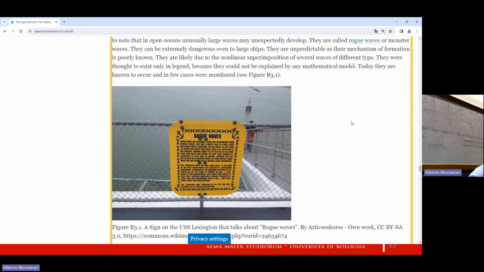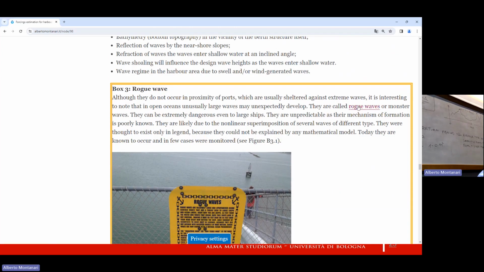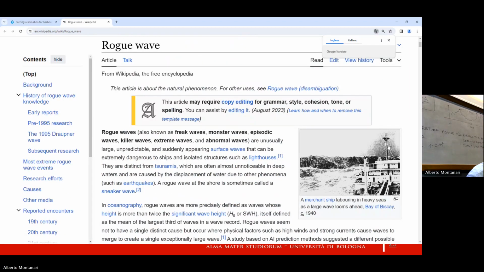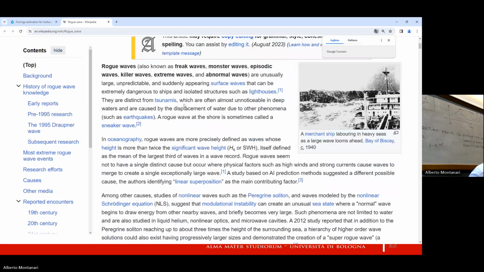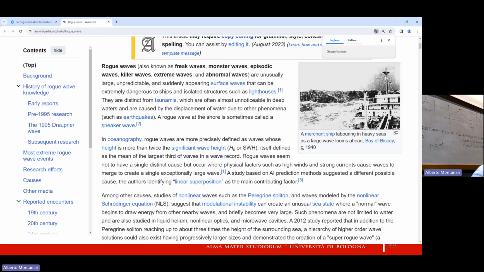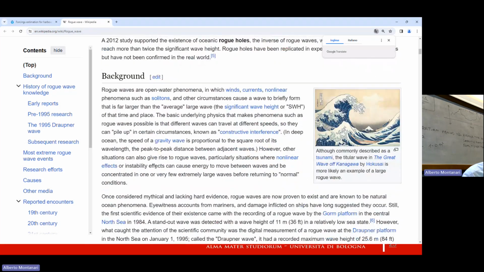If you want, it's a curiosity, not for your exam, but if you want to know some more, there is a Wikipedia page, and there are some pictures here. Freak waves, monster waves, episodic waves, killer waves are unusually large, unpredictable, and suddenly appearing surface waves that can be extremely dangerous to ships and isolated structures like lighthouses. And they are distinct from tsunamis. Tsunamis are caused by an earthquake. These waves are generated by nonlinear interactions. And I want to see, I think there are some figures here.